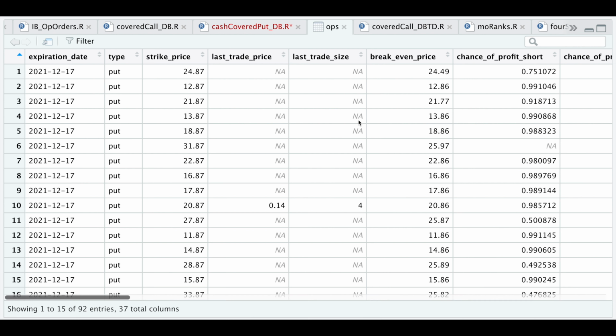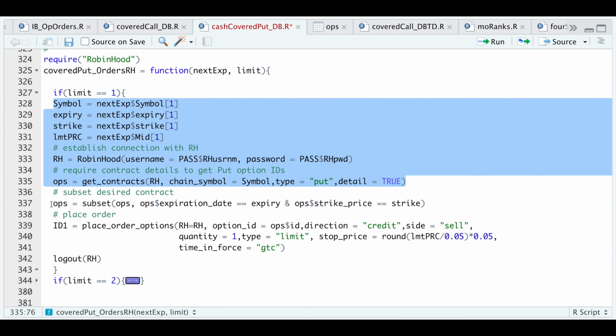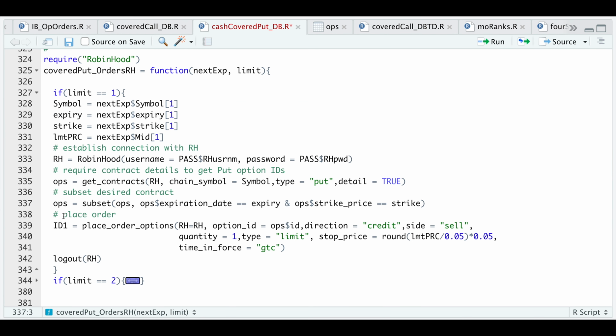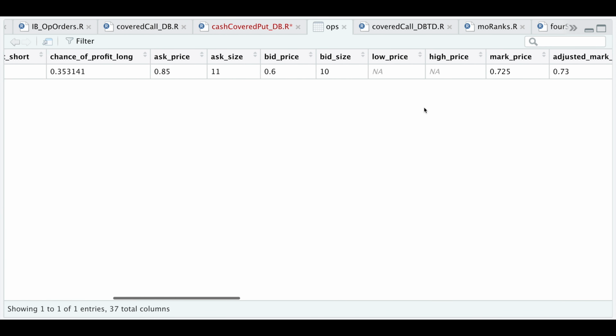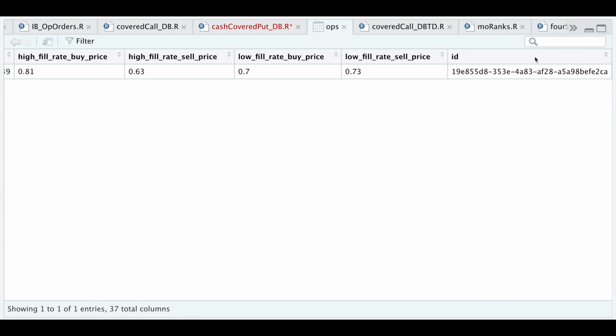Now we need to narrow down to the expiration and the strike we need. And that's done in this very next line. So if we run this and then check our ops data frame again, now we have the expiration, which is December 17th. This is a put, the strike price, and we have several other columns with pricing and Greeks. But the thing I want to extract from this data frame will be this very last column, which is the option ID. And we need this to place the order.